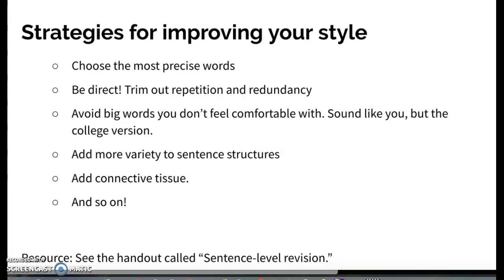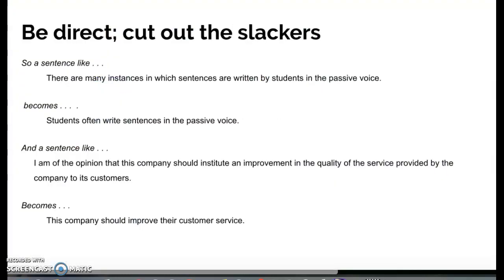In college writing, we want you to have really precise words. We want you to be as direct as possible instead of having lots of extra repetition and redundancy. We want you to avoid big words that you're not comfortable with. We also want you to have variety in your sentence structures so that your sentences don't all sound the same, really elementary, like imagine a children's storybook for very young children. We also want you to have connective tissue between ideas, transitional words, in other words, so we can follow your train of thought. There's more information about this in the handout that I've posted called Sentence Level Revision.